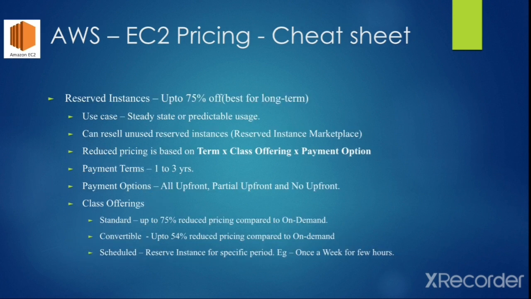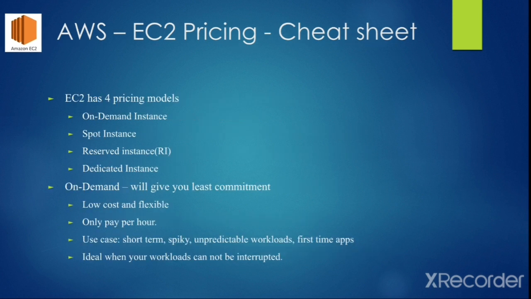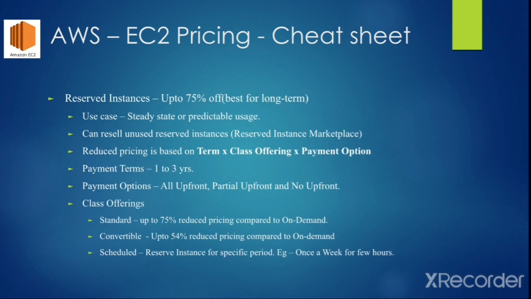And reserved instance. So reserved instances are up to 75% off. These are best for long-term usage, and the use cases are steady state or predictable usage, whereas on-demand is unpredictable usage, whereas this is for predictable usage. This has a steady state as well. You can resell unused reserved instances in the reserved instance marketplace. So this is very helpful. If you have unused reserved instance space, then you can sell it in the reserved instance marketplace.